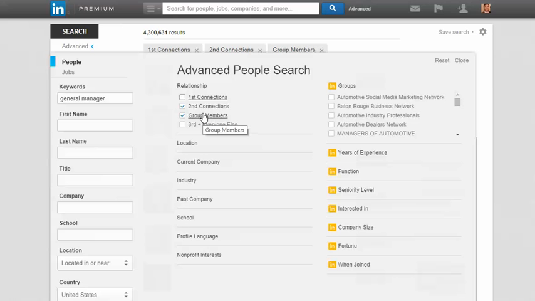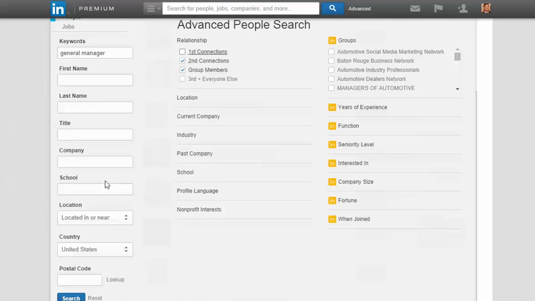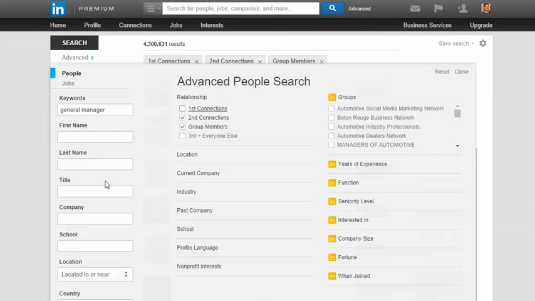So this is going to be people that I'm not connected to, but are connected to somebody that I am connected to, as well as people that are in groups that I'm a member of. So that is what I'm looking for right now. And you can see that you can go further into this.